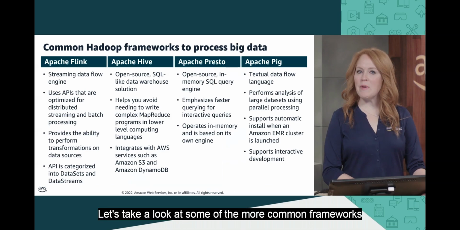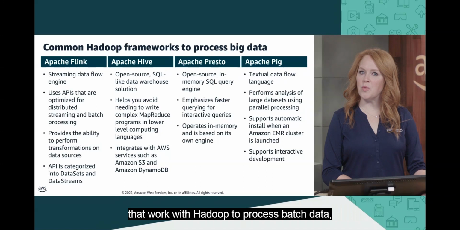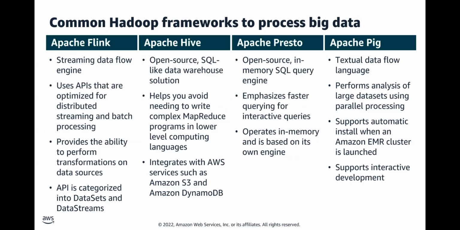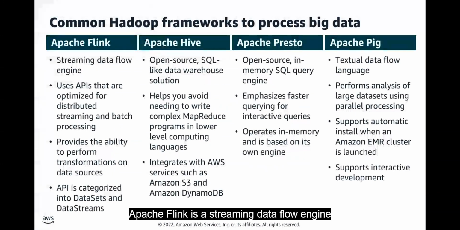Let's take a look at some of the more common frameworks that work with Hadoop to process batch data, streaming data, or both. Apache Flink is a streaming data flow engine that builds real-time stream processing for big data applications. Flink performs transformations on data sources such as Amazon Kinesis data streams and Apache Cassandra databases. Flink also has connectors for third-party data sources, including Kinesis data streams, Apache Kafka, and others.